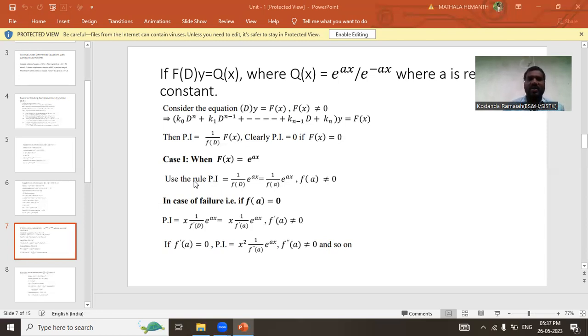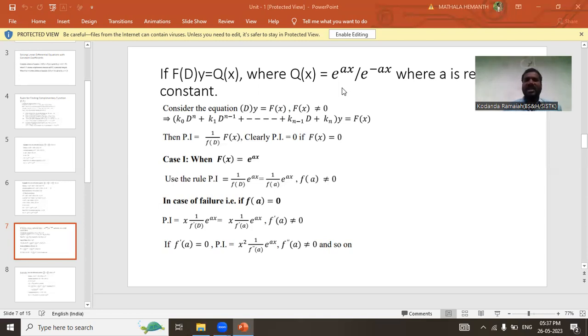You know how to find the complementary function. The rules of the complementary function I discussed in the last class. Now today we discuss the RHS term equal to e power ax or e power minus ax. So the RHS term is an exponential function, where a is a real constant. What is the particular integral of this type of differential equation?